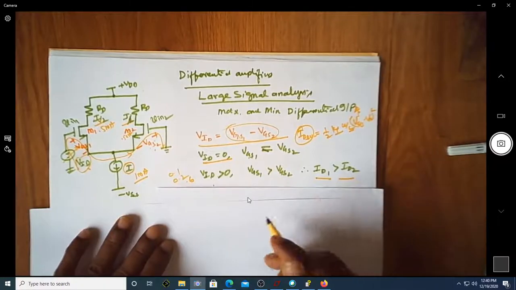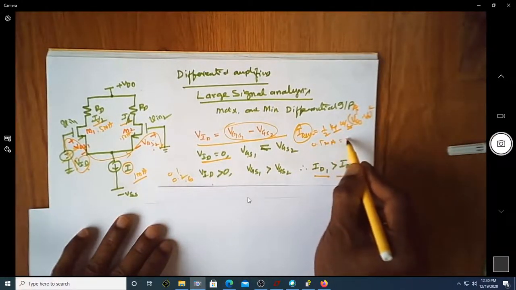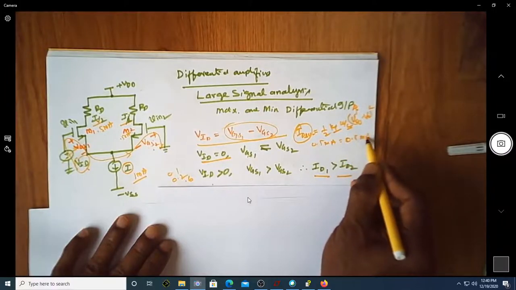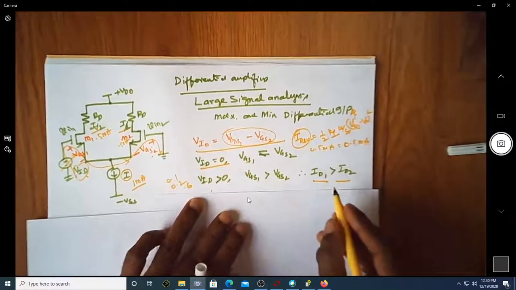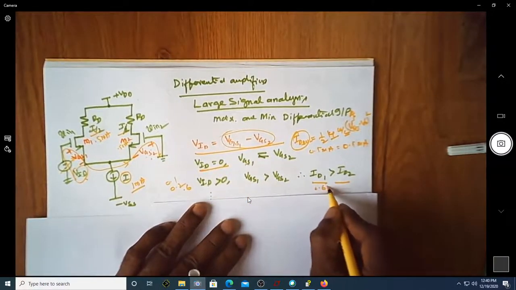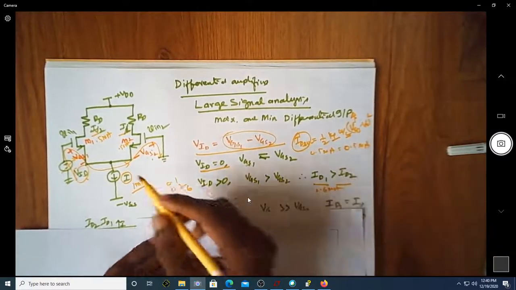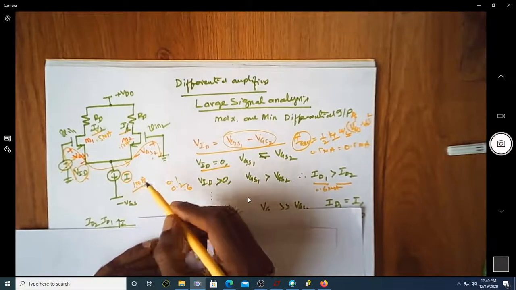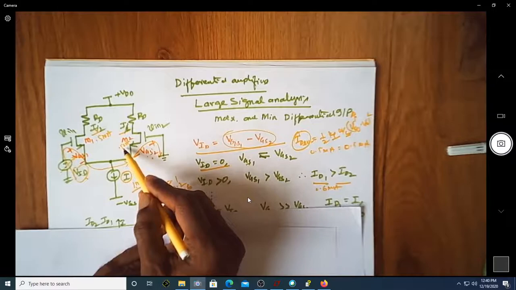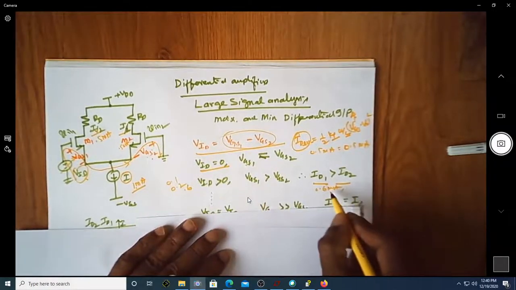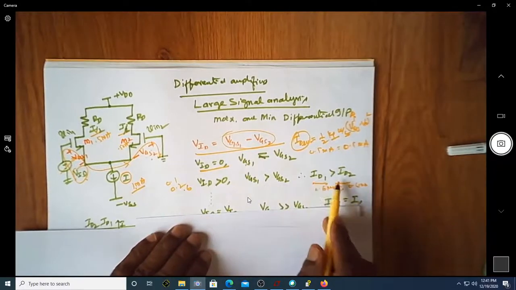Assume that here it was 0.5 milliampere and 0.5 milliampere, that is, both the currents are the same when VID is equal to 0. When you make this non-zero, this may be 0.6 milliampere, and of course the summation of both the DC currents has to be equal to 1 milliampere. If this increases by 0.1 milliampere, this has to reduce by 0.1 milliampere. You can see now this is 0.6 milliampere and 0.4 milliampere, the currents flowing through ID1 and ID2.